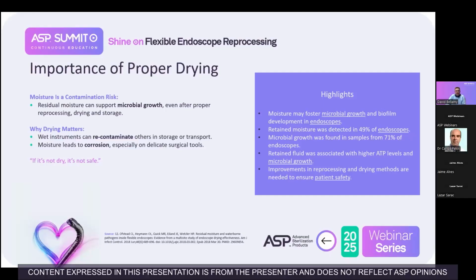So again, looking at that study, the lessons they learned and what they need to improve were: ensuring complete drying of internal channels before storage, adoption of automated drying systems in reprocessing workflows, and of course, routine micro-testing of the reprocessed devices. So in summary, drying is not a finishing touch, it's a core infection prevention step. And this message remains consistent. If it's not dry, it's not safe. And of course, proper drying also protects patients, preserves equipment, and supports compliance with international standards.